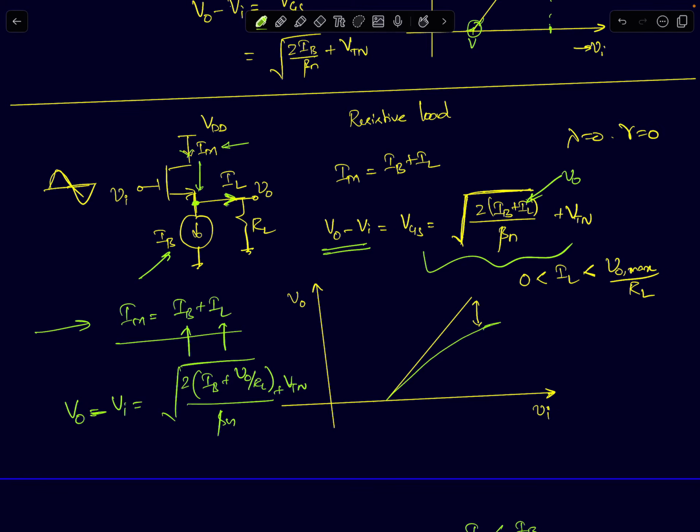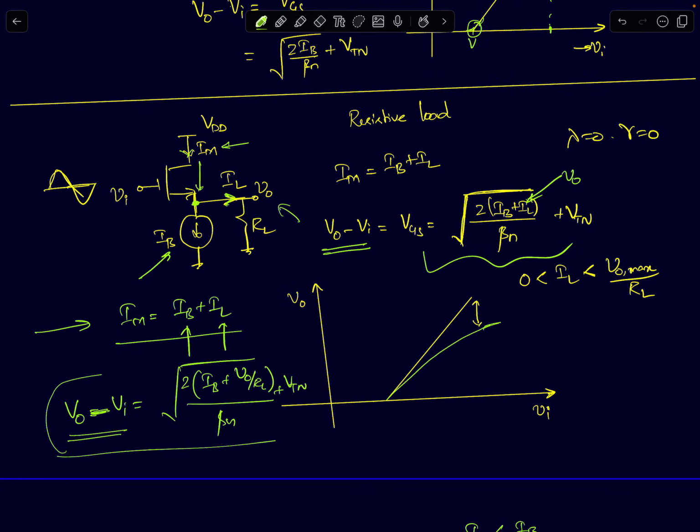If you consider the load current as well for a resistive load, we see that your V0 minus Vi is proportional to the square root of V0. So now we have a nonlinear dependence. This is the source of nonlinearity. Even if you ignore channel length modulation and body effect, for a resistive load, fundamentally the relationship between V0 and Vi becomes nonlinear. You can see that from this equation.